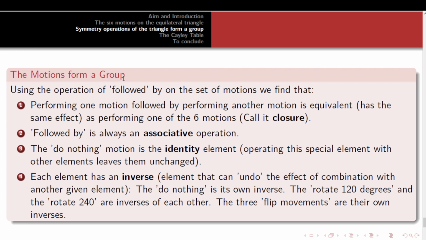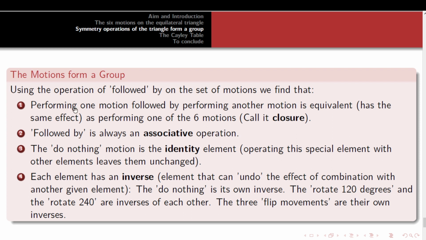So we are going to introduce what a group is. Using the operation of followed by, you have a set of motions and you identify that performing one motion followed by performing another motion is equivalent to performing one among the six motions. As we said, as an example, A followed by Z, you obtain the motion X. So performing two motions together is actually a performance of a motion among the six motions. You call such an operation a closure operation.